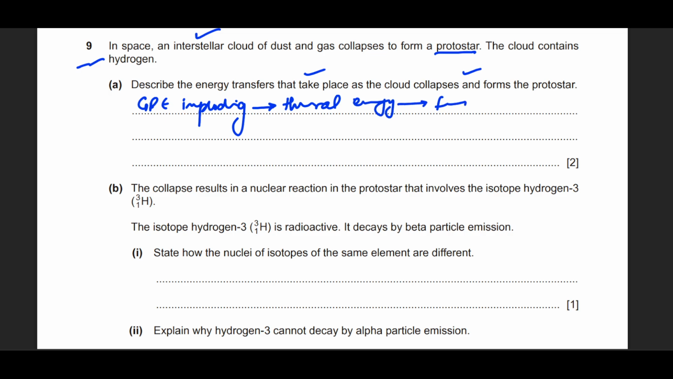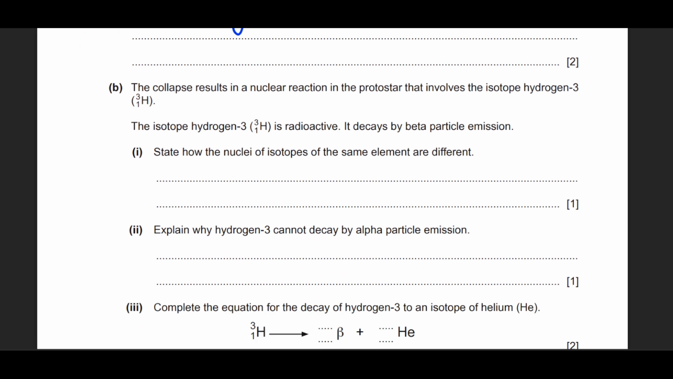Its temperature rises. When temperature rises, its kinetic energy rises, right? And when that happens, what can we say about the rest of this? Okay. And eventually, a protostar is being formed. Yes, because the star has not been formed. It is just gathering the dust and cloud because of gravity. It hasn't become a star yet. Anyways, so the collapse results.